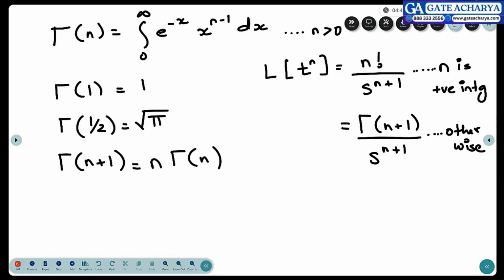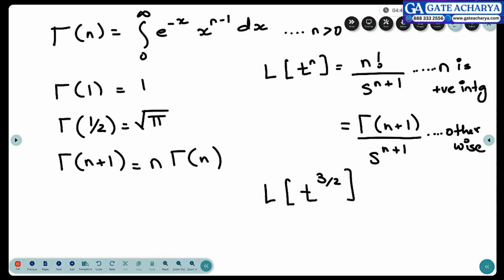Now, in the GATE examination, in Laplace transform, there was one question, and this was asked for every branch, not only for EC and electrical. Although this topic comes under that, this was asked as a GATE question. The GATE question was: find the Laplace transform of t raised to 3 by 2.